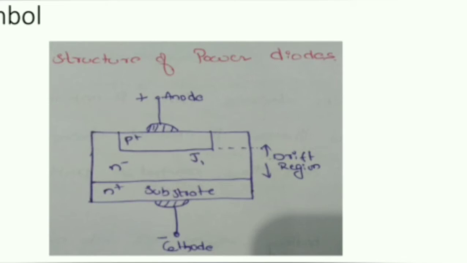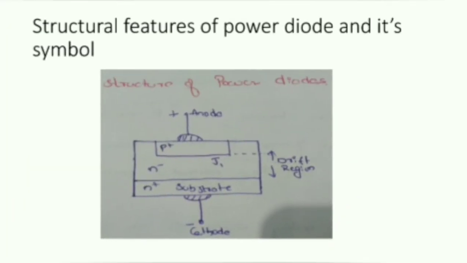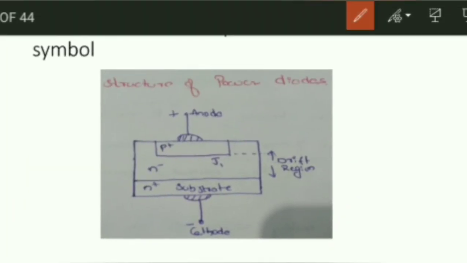On the substrate, a lightly doped N minus layer will be grown. Now, a heavily doped P plus layer can be diffused into the N minus layer to form the anode of the power diode.